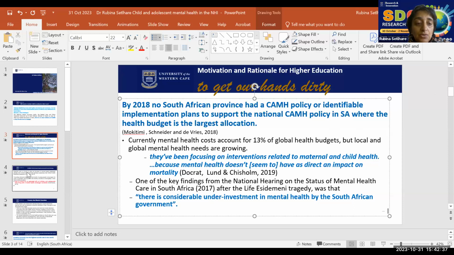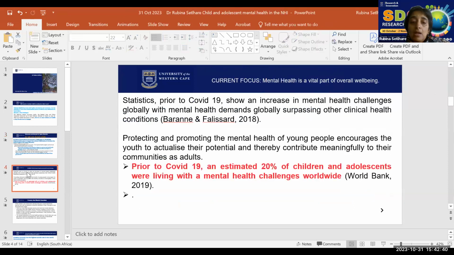But bringing us to the reality of where we are, the statistics prior to COVID show an increase in mental health challenges, where an estimated 20% of children and adolescents were living with mental health challenges. Currently, it's quite difficult to gauge the prevalence of mental health, particularly in South Africa, because of the infrastructure within our psychiatric and psychological institutions that are more geared to later adolescence and adulthood.